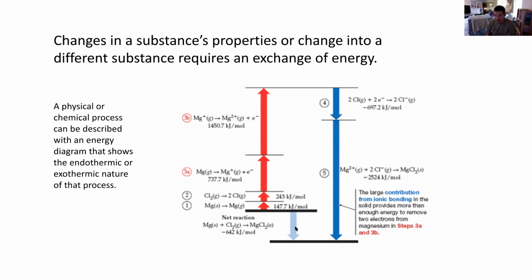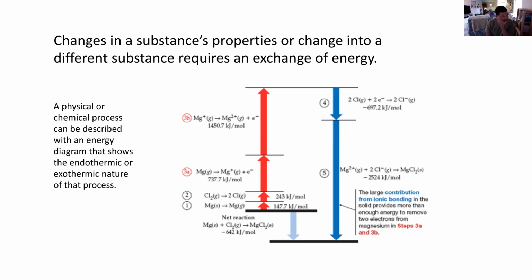All right, it is not a simple process. It's got a lot of steps. So step one, the solid magnesium needs to be sublimated. It needs to be in the gaseous form, right? So that's going to require an input of energy. And the chlorine needs to be split apart. We need to break the bond. It's a Cl2 molecule.